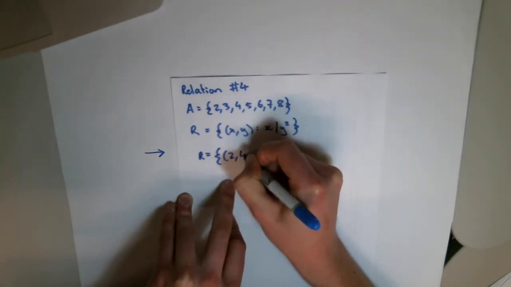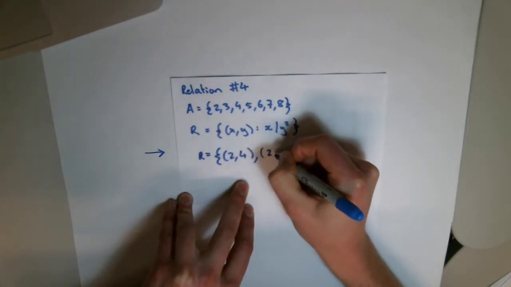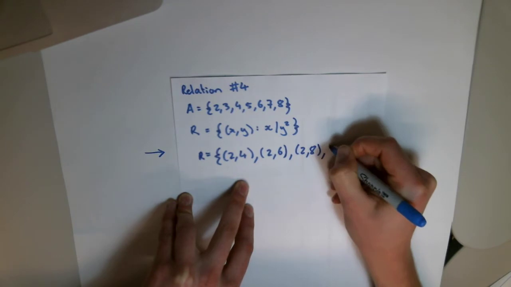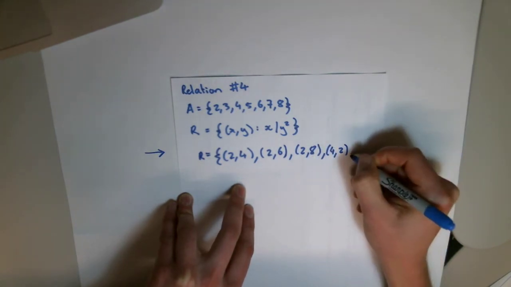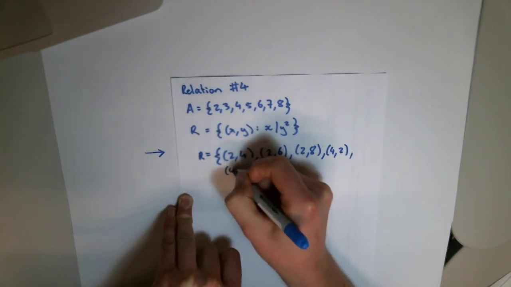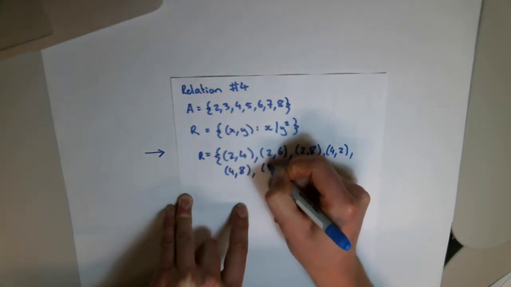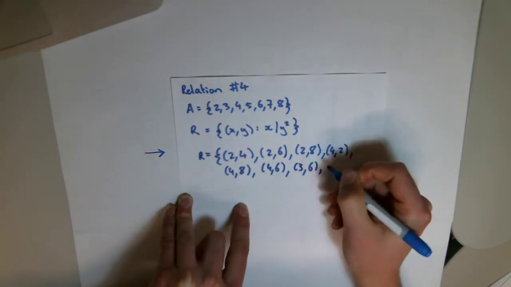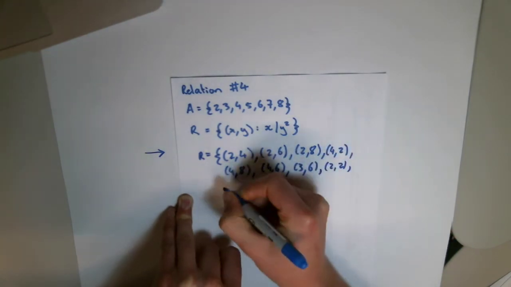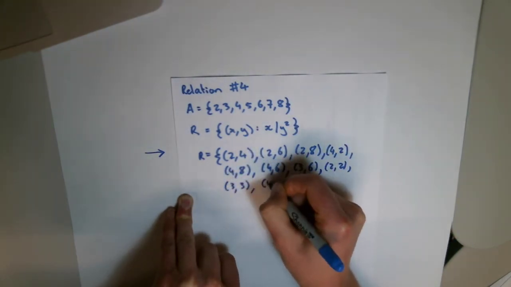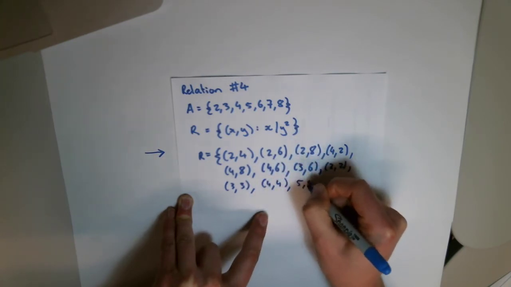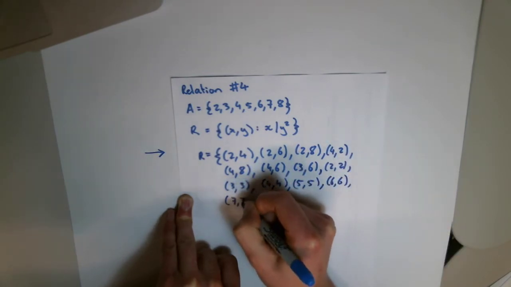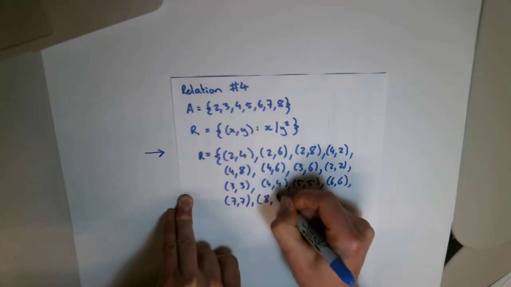2 to 4, 2 to 6, 2 to 8, 4 to 2, 4 to 8, 4 to 6, 3 to 6, 2 to 2, 3 to 3, 4 to 4, 5 to 5, 6 to 6, 7 to 7, and 8 to 8.